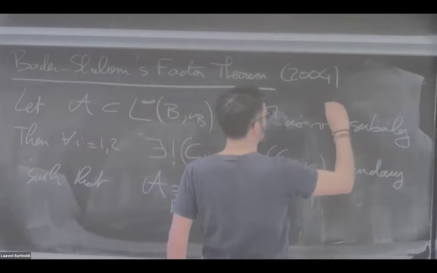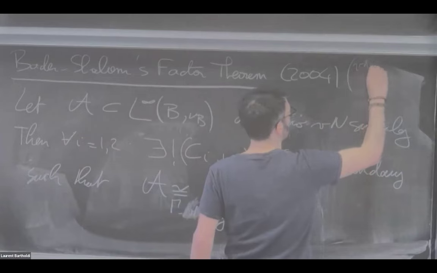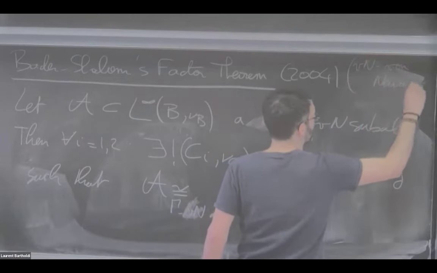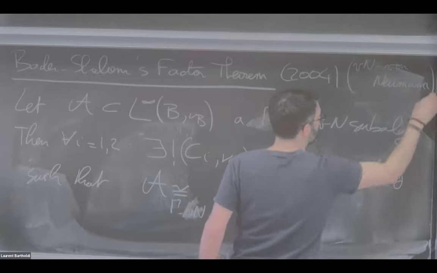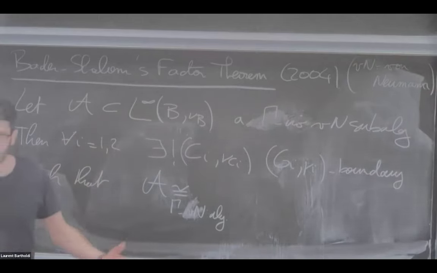Sometimes called a W star algebra. So we have a C star algebra, and a W star algebra is like a C star algebra, but it's also something more. It's like the dual of a Banach space. For every A component, yes.